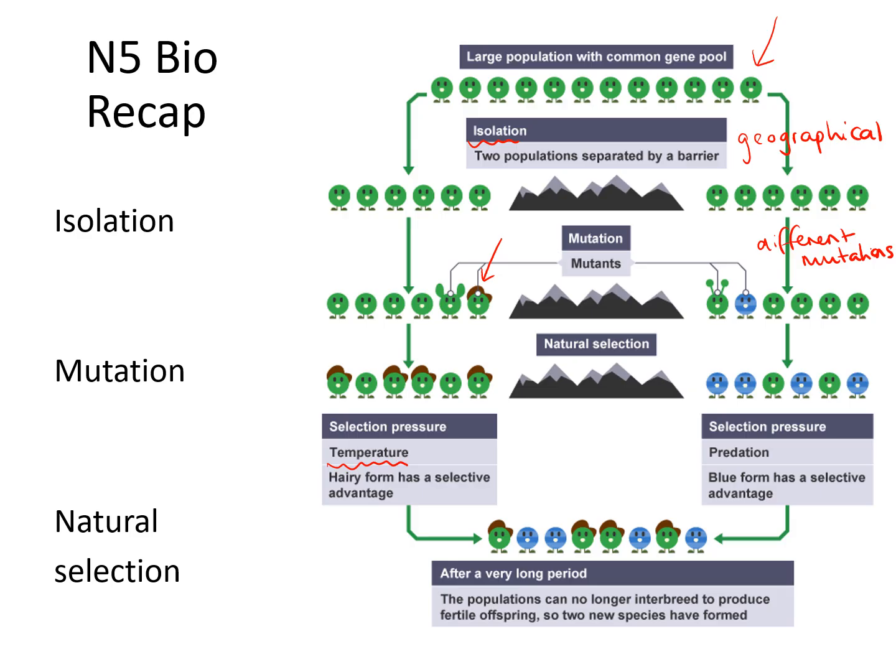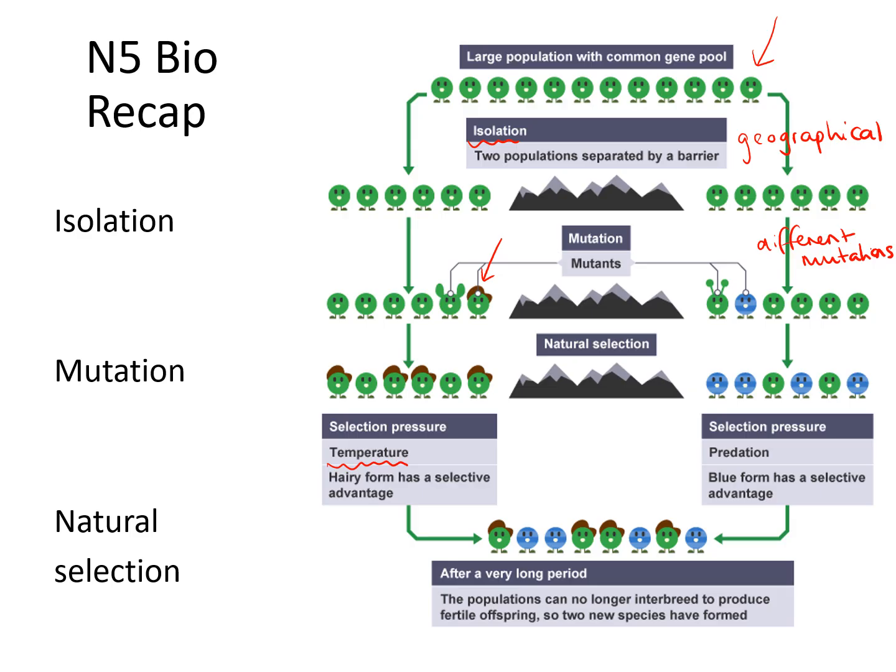And we say that the best adapted to the environment are going to survive to reproductive age, and they're going to pass on those advantageous genes to their offspring. So the furry individual is going to survive, it's better adapted, and it's going to pass on that gene to its offspring. And we call this process natural selection. And over a long period of time, we are going to remove that mountain range barrier.